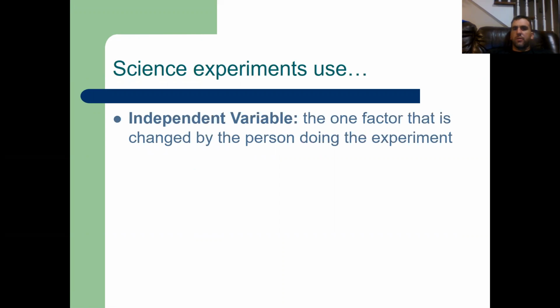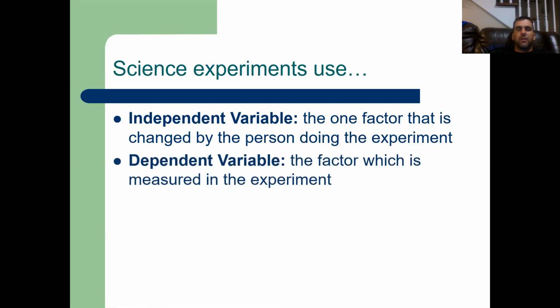Science experiments use an independent variable. That is the factor that is changed by the person doing the experiment. Sometimes you'll see that worded as the manipulated variable. Okay, the independent variable is something that the experimenter changes. Okay, the dependent variable is the factor which is measured in the experiment. It's what changes in response to the independent variable, sometimes called the responding variable.